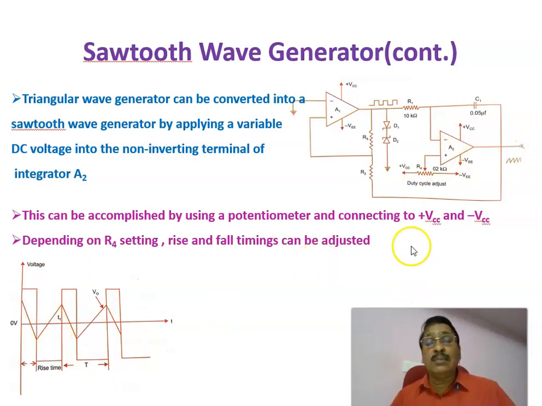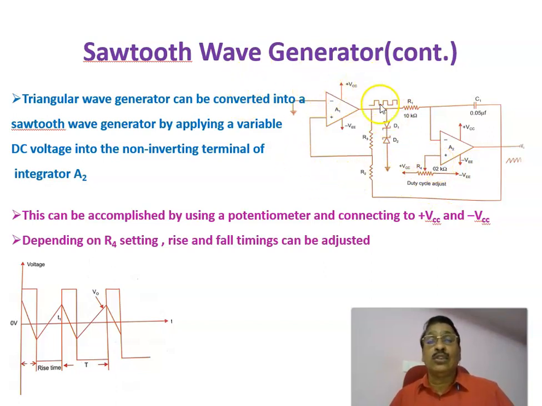And if the rise time is not equal to the fall time, you will get a sawtooth waveform. This is what is shown here. This is the fall time, the time required to change from plus VSAT to minus VSAT, and this much time is required to change from minus VSAT to plus VSAT. This output is obtained by changing the voltage applied to the non-inverting terminal. Therefore, that is the change in the case of the sawtooth waveform compared to the triangular.